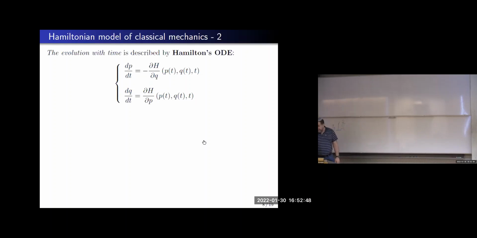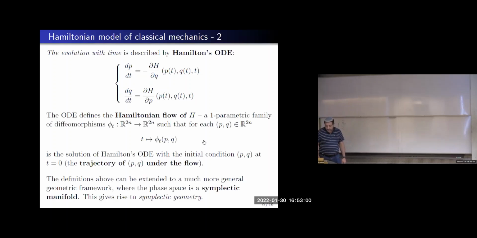And then it makes sense to consider all the solutions at all points for all times together, as is commonly done in ordinary differential equations. And this way you get what's called the flow. So the ODE defines a Hamiltonian flow of H. It's basically a one-parametric family of diffeomorphisms of R^2n. A diffeomorphism is a map all of whose coordinate functions have all partial derivatives of all orders, and it has an inverse map with the same property.